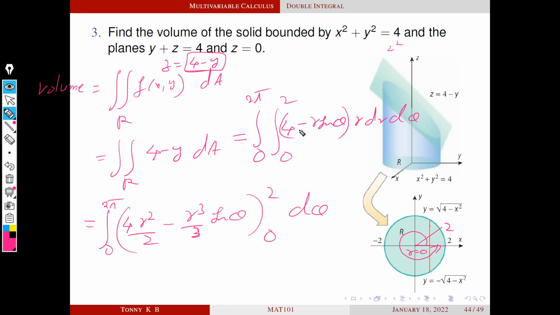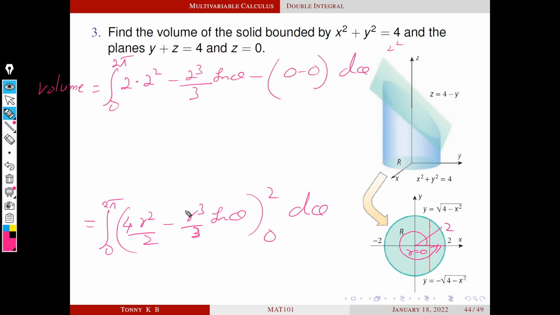Okay, so this is actually 4r and this is r square. So the integral becomes 4 into r square by 2, minus r cube by 3 sin theta, from 0 to 2. Next you have to substitute the upper limit and lower limit. So when r equal to 2, you can cancel 1, 2, so 2 times 2 square is 8, minus 2 cube by 3, that is 8 by 3 sin theta. When r equal to 0, both are 0.